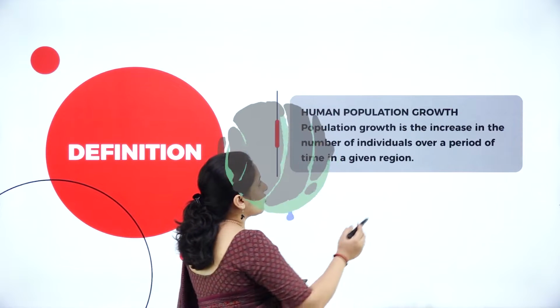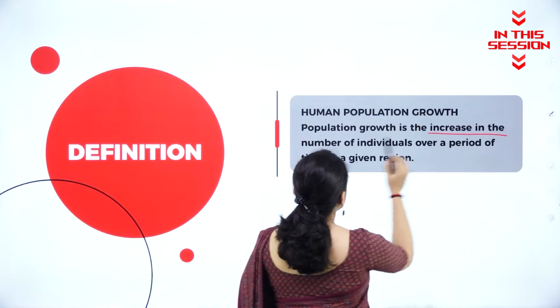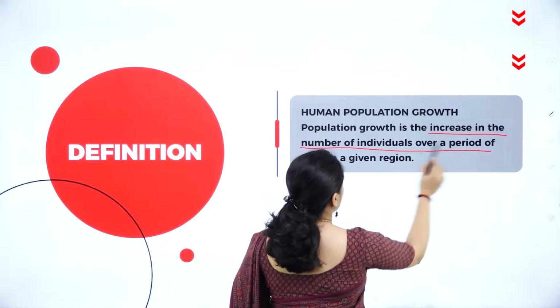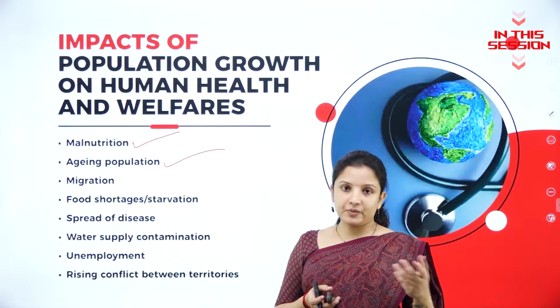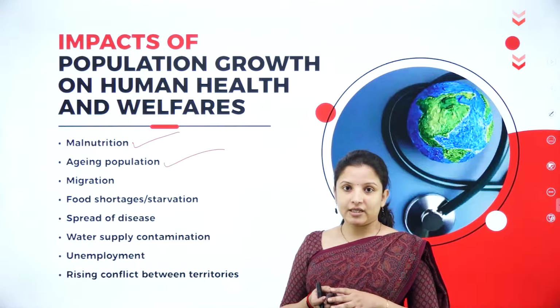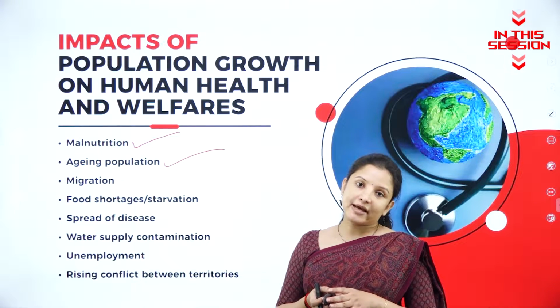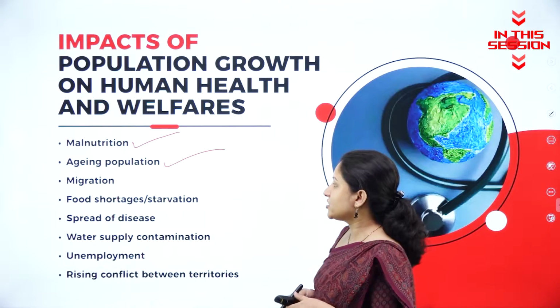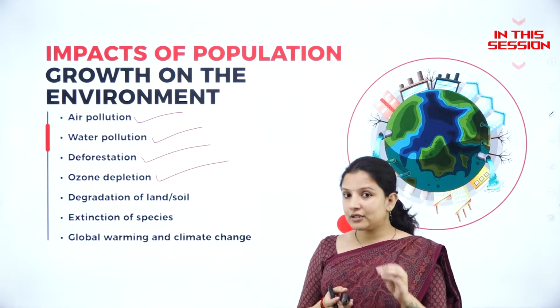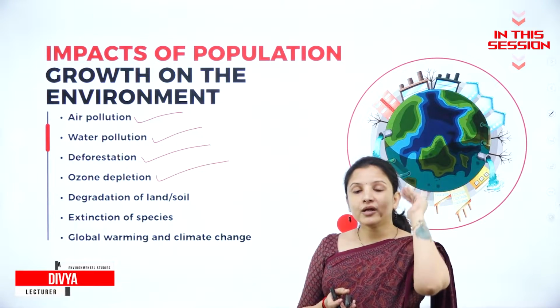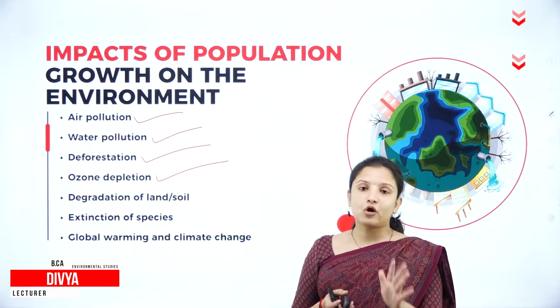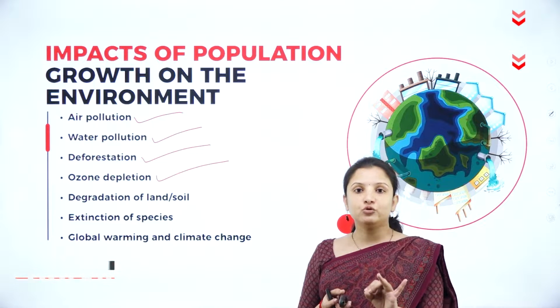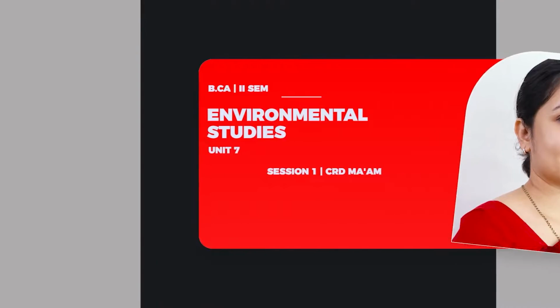So population growth is the increase in the number of individuals over a period of time in a given region. If the number of old people is more and youngsters are very few, then the growth of the country can be hindered. That is nothing but an aging population. And if the ozone layer gets depleted, the UV rays will enter into the Earth's atmosphere, causing a lot of problems to the plants, animals and humans living inside it.